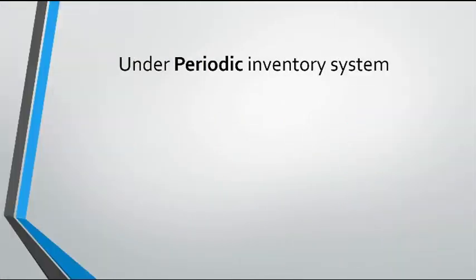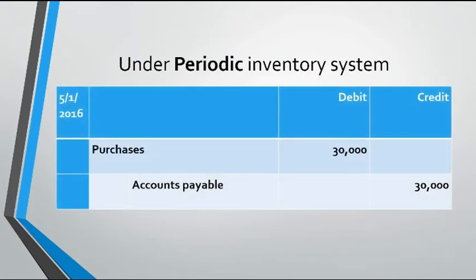While kapag ikaw ay nag-periodic inventory system using the same transaction, instead of using merchandise inventory, ang gagamitin natin is purchases, which is 30,000, credit to accounts payable na 30,000. So, see? The difference is yung debit account, which is periodic.